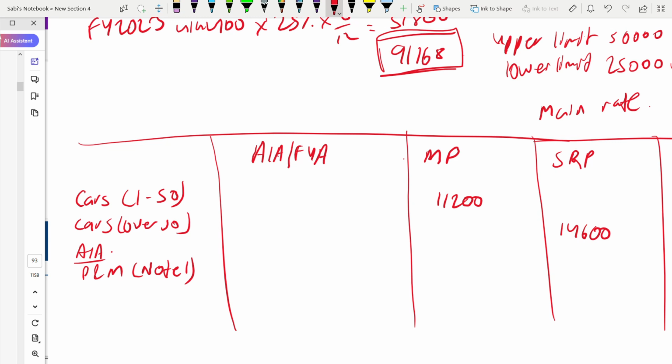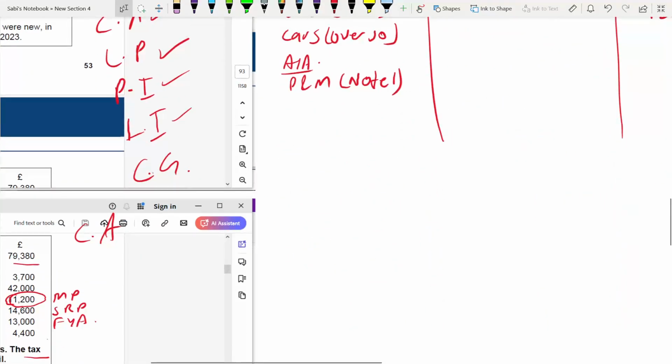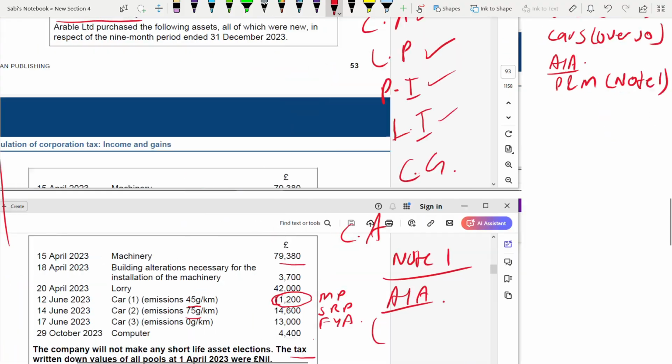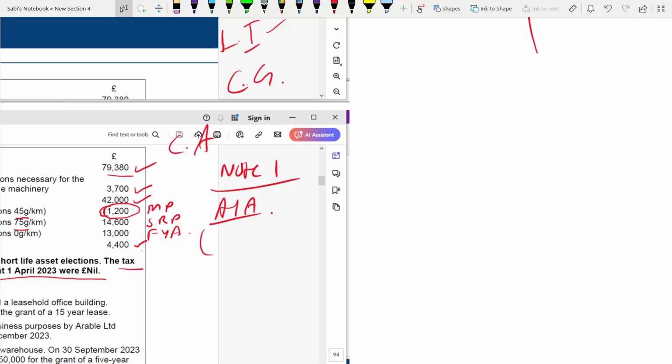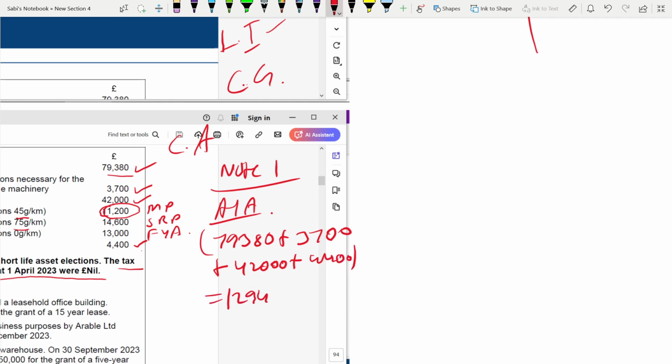So now, plants qualifying for this one. We'll write the note 1 here. Qualifying for AIA. Okay, we'll add all. This one will qualify. Then this one will qualify, the building alteration necessary for installation of machinery. Then the lorry will qualify. What's next? The computer will qualify. So the 4 things will qualify for AIA. Will add up 79,380 plus 3,700 plus 42,000 plus. So the total is 129,480. Only this much AIA you will claim.